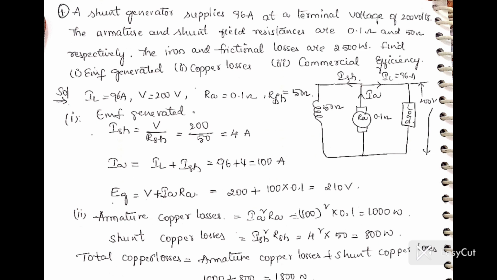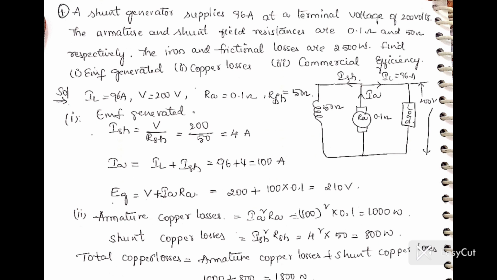Step 3. Generated EMF. Now, the generated EMF, denoted by Eg, is given by Eg equals V plus Ia into Ra. Substituting the values, Eg equals 200 plus 100 into 0.1, which gives us 210 volts.